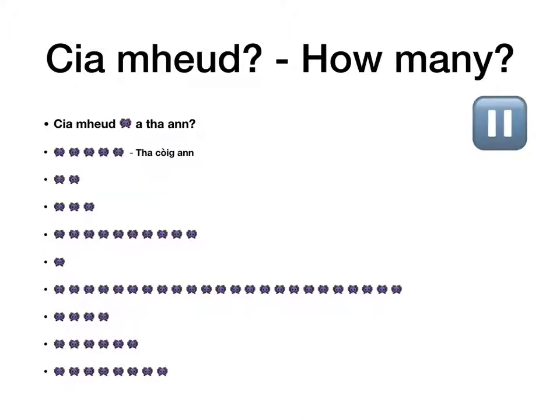Cia mheud, how many? You use the singular when you talk about this, so it's cia mheud, and then a number followed by the word aon. So you can see there, we use that aon thing: a còig aon. What to do with this one: just pause it, fill in how many of each one there is, and do that for all of these, and then you'll see the answers on the next slide.